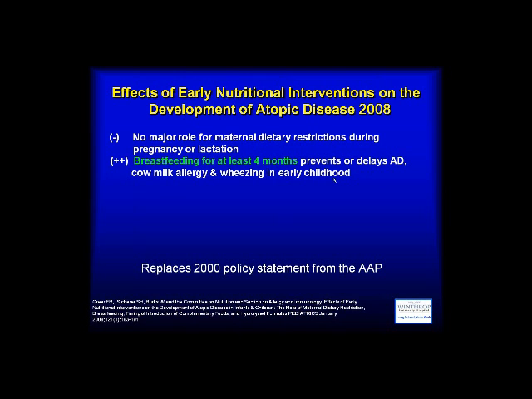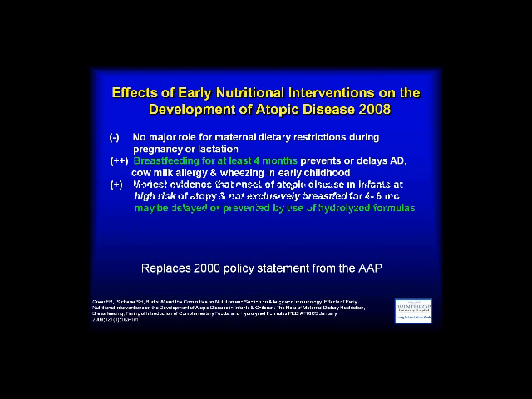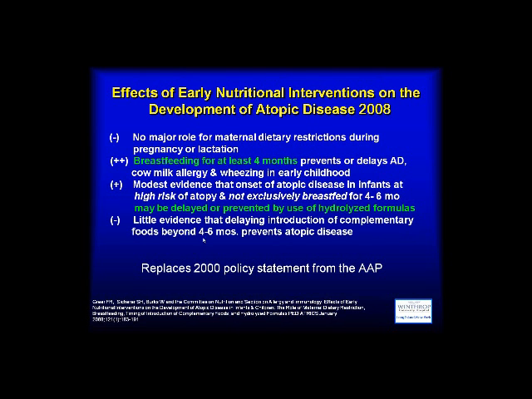Breastfeeding for at least 4 months prevents or delays atopic dermatitis, cow milk allergy, and wheezing in early childhood. Modest evidence that the onset of atopic disease in infants at high risk of atopy and not exclusively breastfed for 4 to 6 weeks, in other words, mom can't breastfeed for whatever reason, may be delayed or prevented by the use of hydrolyzed formula. And there is little evidence that delaying the introduction of complementary foods beyond 4 to 6 months will actually prevent atopic disease.